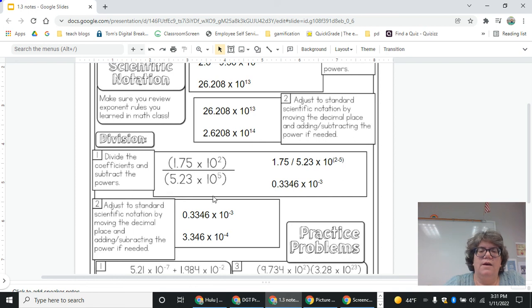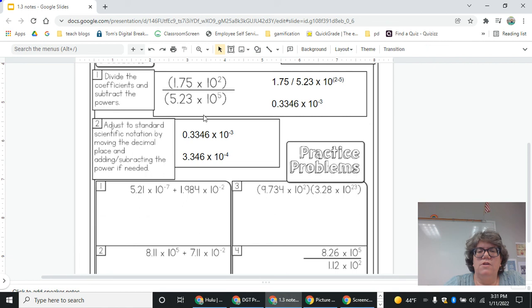Again, we've got to convert this number. This time we're moving the decimal point one place to the right, so we subtract a number. But it ends up being 3.346 times 10 to the negative 4. Negative 3 minus 1 is negative 4. Okay? So we divided and then subtracted the exponents.